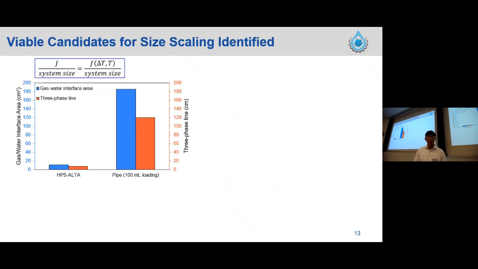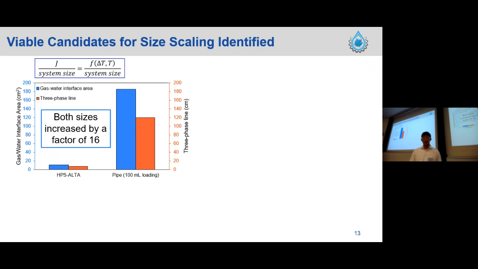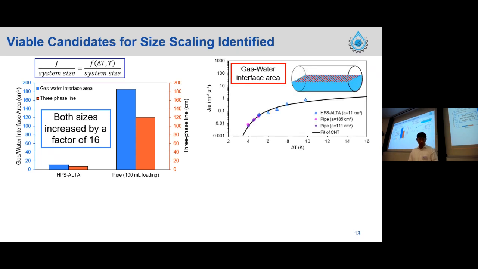The first case I'm showing here is the comparison between HPS delta and 100 ml liquid loading. In this case, both the gas-water interface area and the three-phase line increased by a factor of 16. And then we're going to use these two system sizes to scale the nucleation rates we obtained previously. If we scale the nucleation rate with the gas-water interface area, as you can see, all of the data align very well and have a very good fit with the classic nucleation theory.